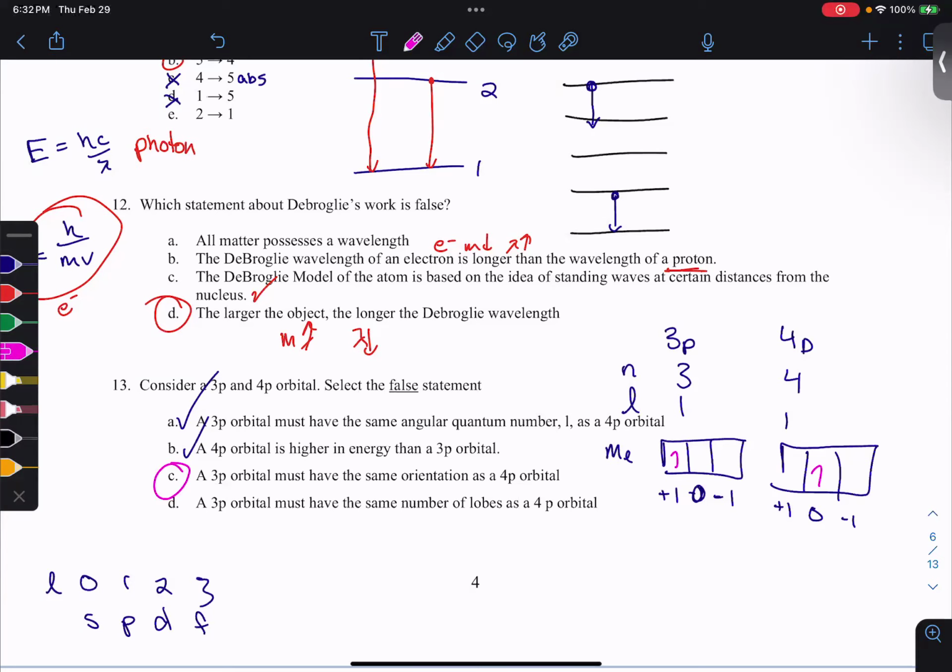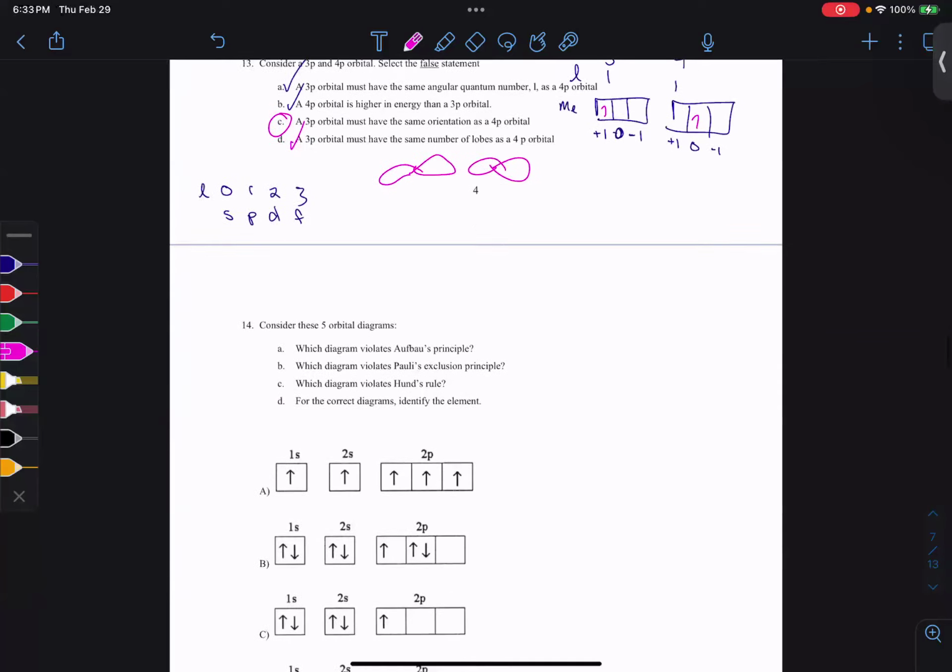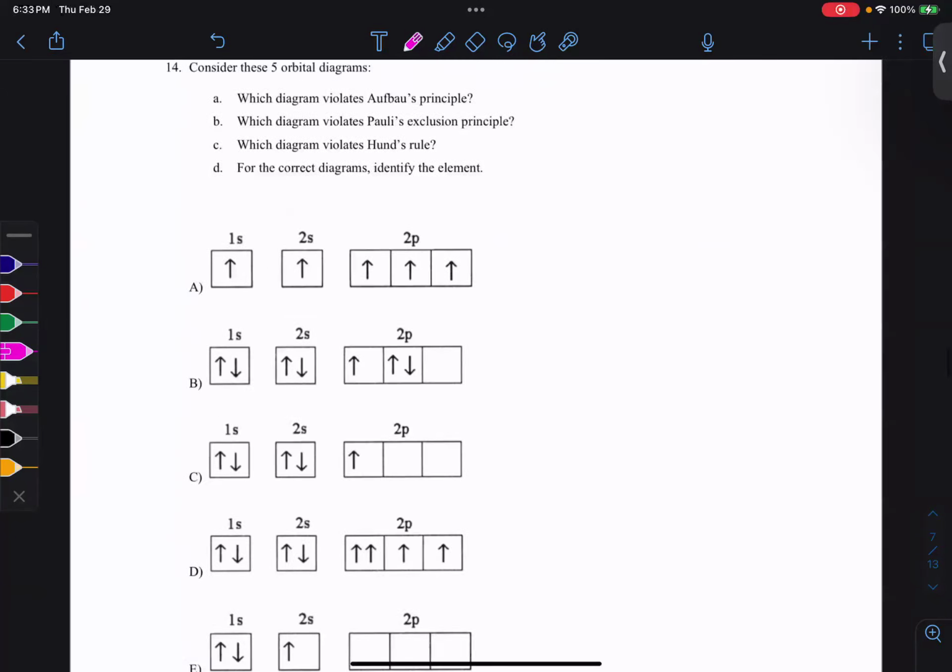So a 2p orbital has the same number of lobes as a 4p. That is true. Both of them look like dumbbells. Just one of them's bigger. All right. They both look like p orbitals. Okay, keep going. Yeah, all right.